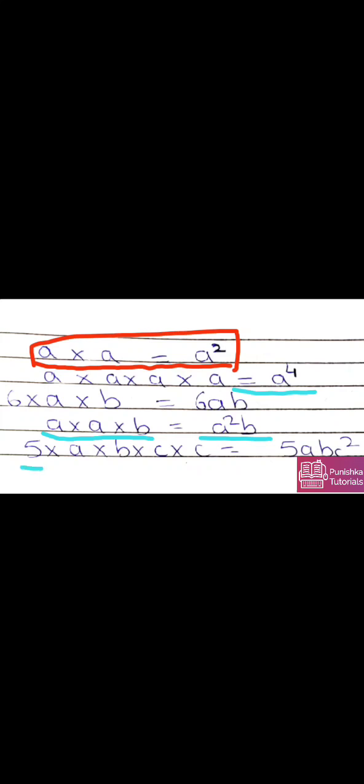Similarly, 5 into a into b into c into c. Here c is repeated twice, so we will write the product as 5abc square.